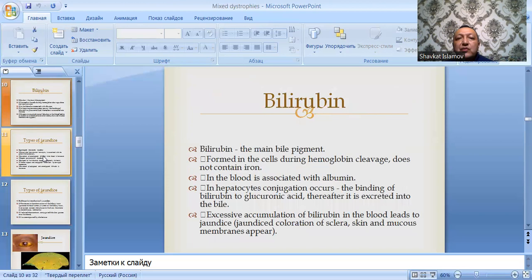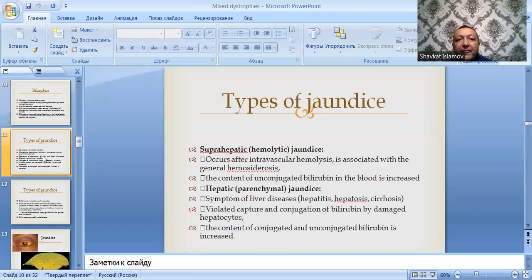Bilirubin. Bilirubin is the main bile pigment, formed in the cells during hemoglobin cleavage, and does not contain iron. In the blood it is associated with albumin. In hepatocytes, conjugation occurs, the binding of bilirubin to glucuronic acid, after which it is excreted into the bile.